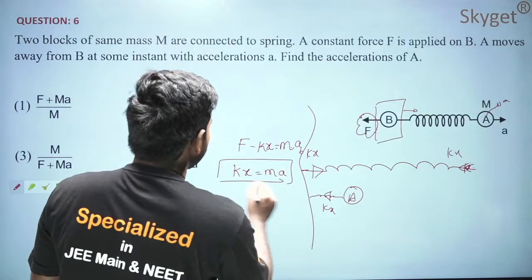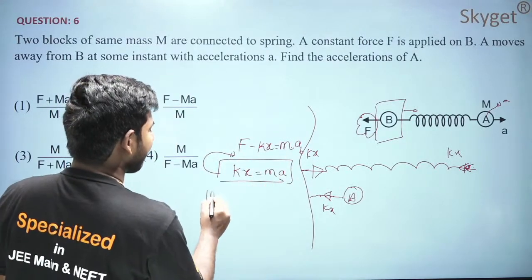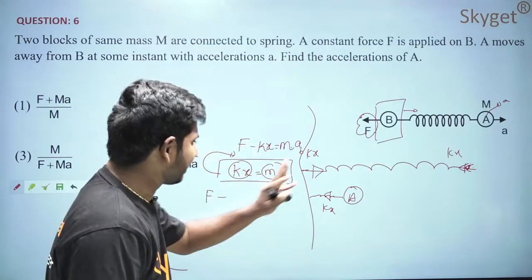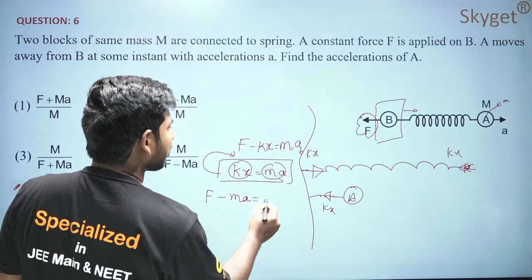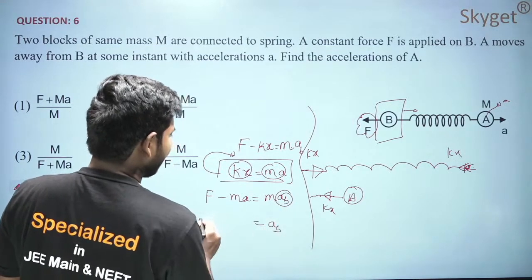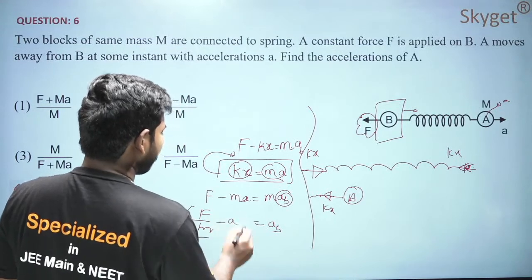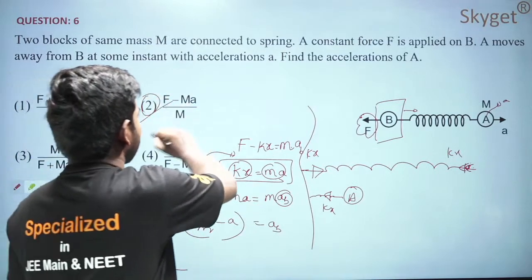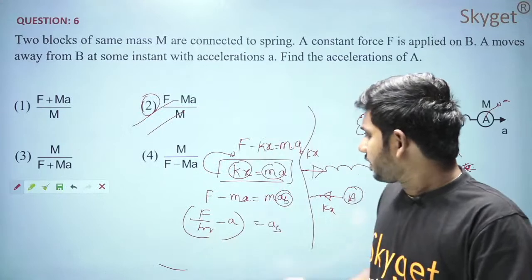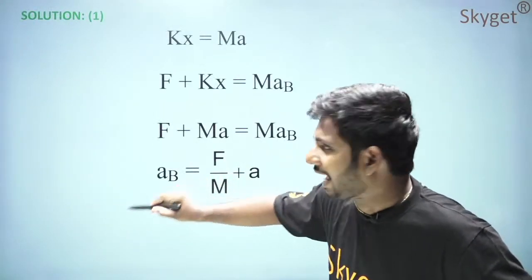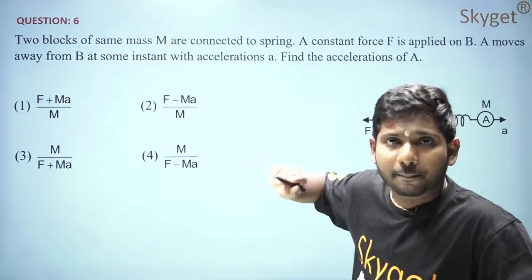So these are two equations. Substitute into the first equation: F minus Kx can be written as ma, because in the question A is having an acceleration A. So F minus ma is equal to m into AB. Then AB is equal to F by m minus A, or otherwise we can write it as F minus ma by m. This should be the answer, students. F by m minus A should be the acceleration of B. Here the answer is typed wrong, but the acceleration of B should be F minus ma by m.